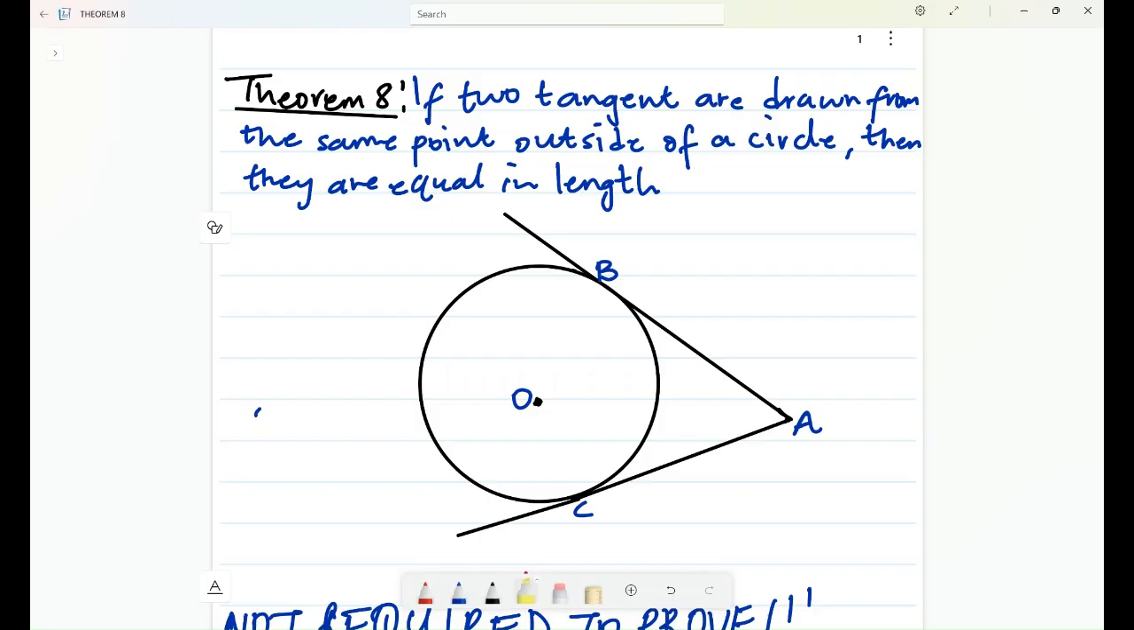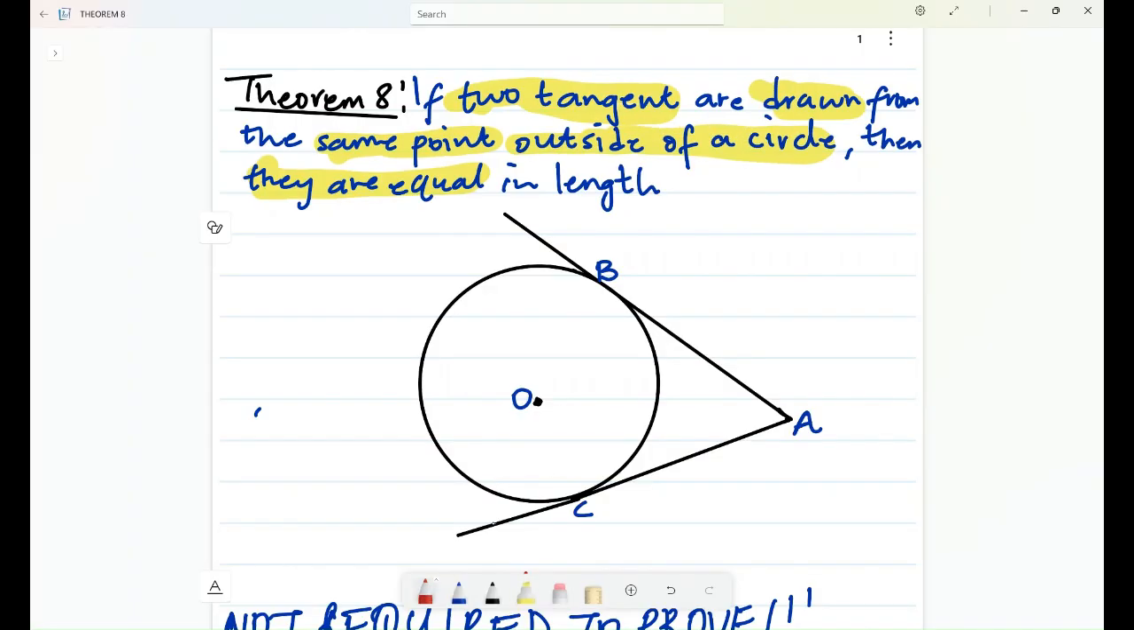In today's video, we're going to look at Theorem 8, and it states that if two tangents are drawn from the same point outside of a circle, then they are equal in length. I repeat, if two tangents are drawn from the same point outside of a circle, then they are equal in length.